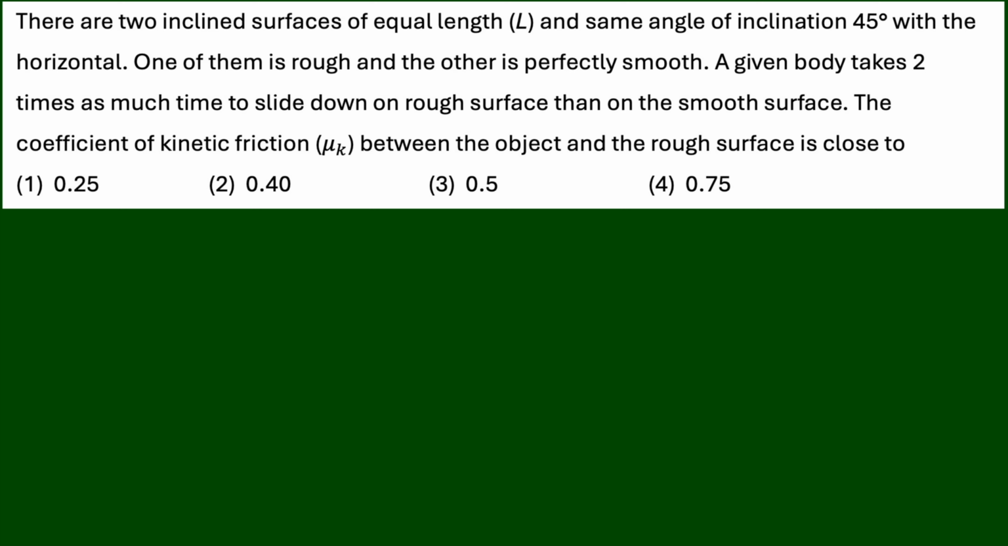So what we have to calculate? We have to calculate the coefficient of kinetic friction. Okay, time is taking 2 times. So suppose for the smooth surface time is t, then for the rough surface time will be 2t. So let us see.